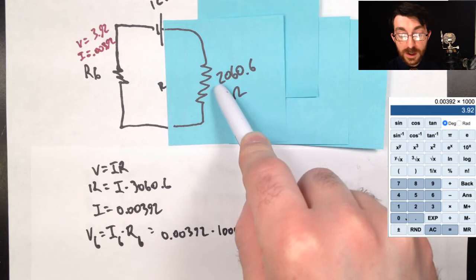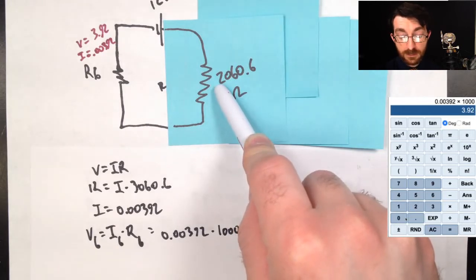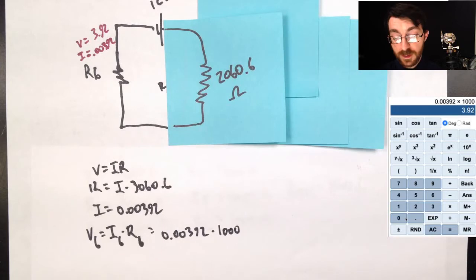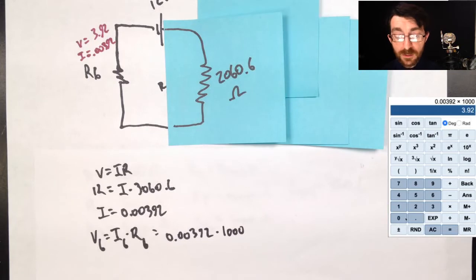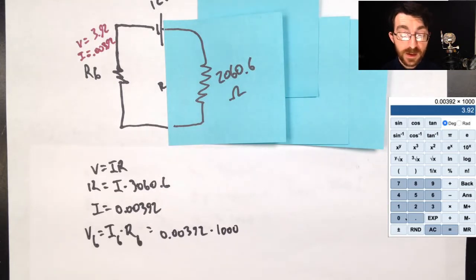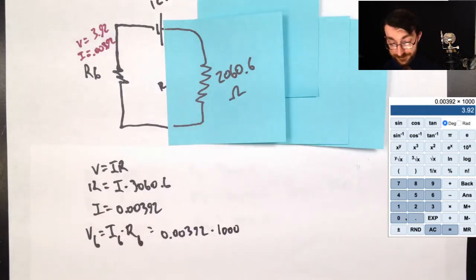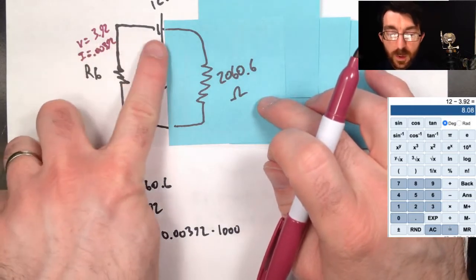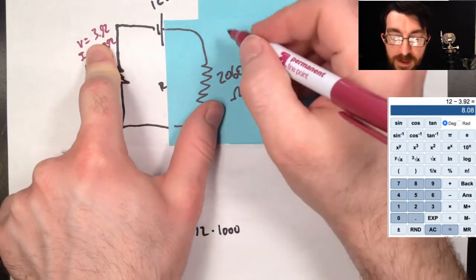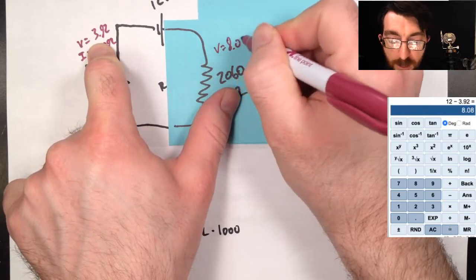Well, I know what the current through it is. I don't know what the voltage across it is. So instead of doing V equals IR, I'm going to do this. I know what the total voltage of the circuit is. It's 12. Here's 3.92 of it. So how much is left for this? It's got to be 12 minus 3.92, which is 8.08. So if there's 12 volts in the circuit and 3.92 of them are here, then the voltage across here should be 8.08.